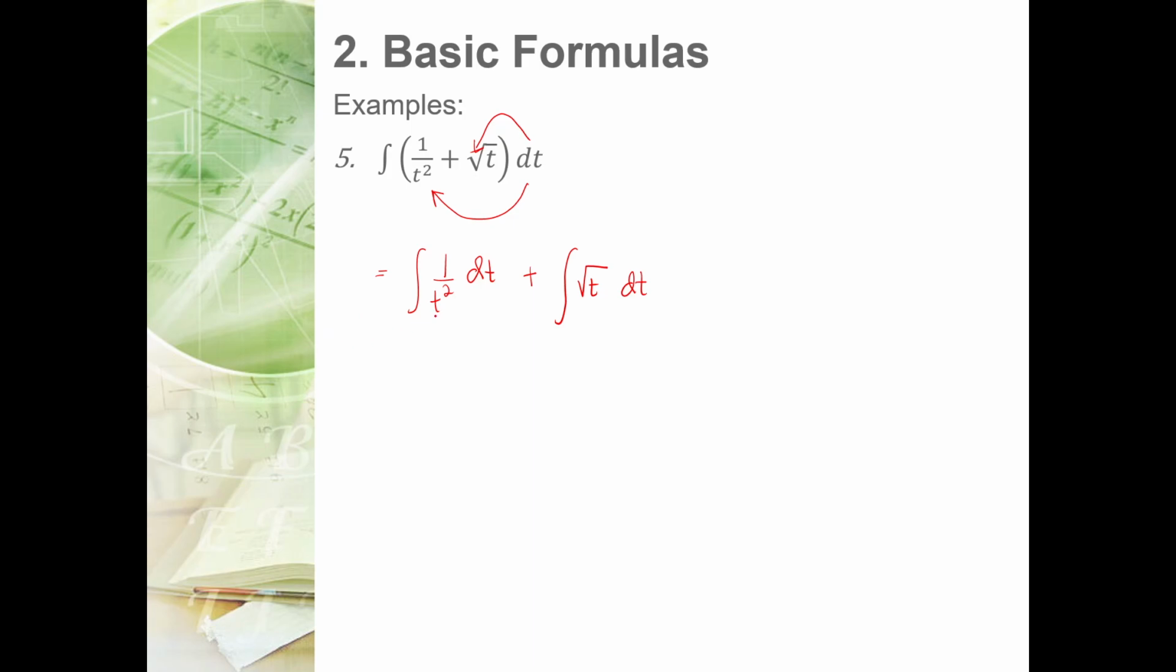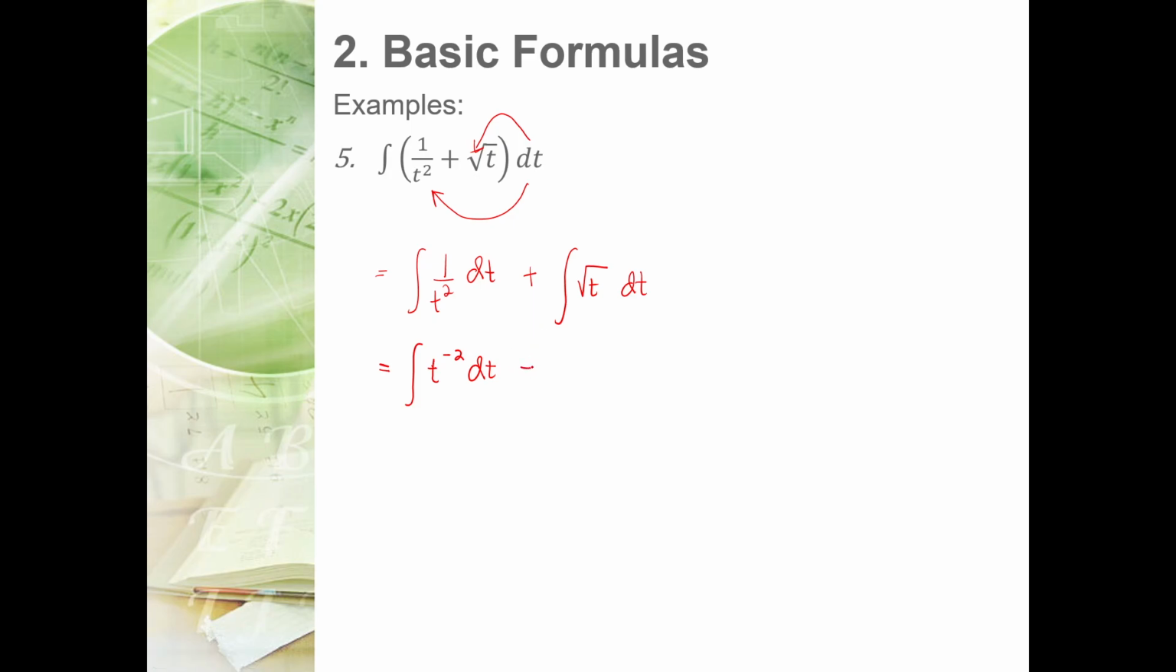Okay? Since we don't have any formula for 1 over the variable raised to any power, what we normally do is we try to get the non-fraction form, the exponential form. So instead of 1 over t squared, we move it to the numerator so it is not difficult to deal with as a fraction. So it becomes t raised to negative 2 dt.